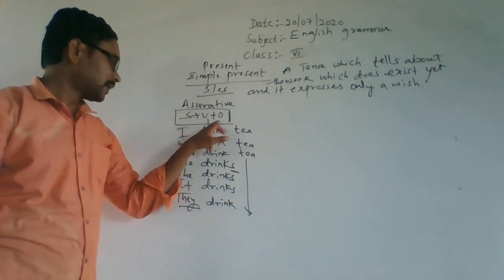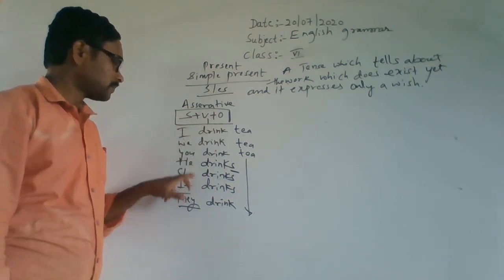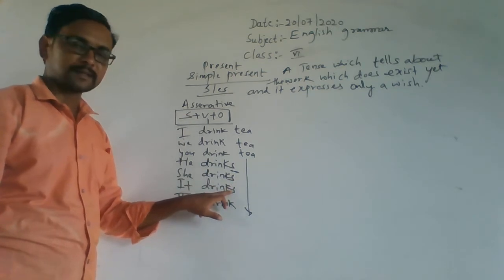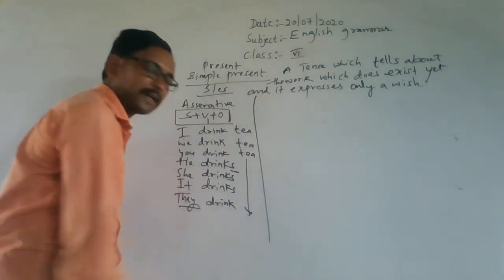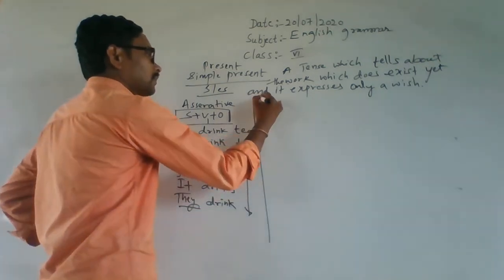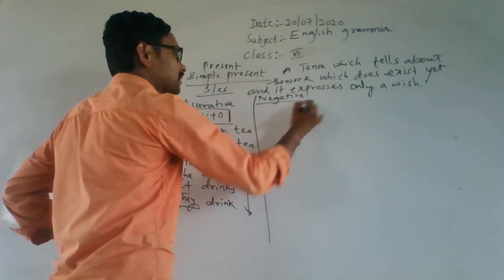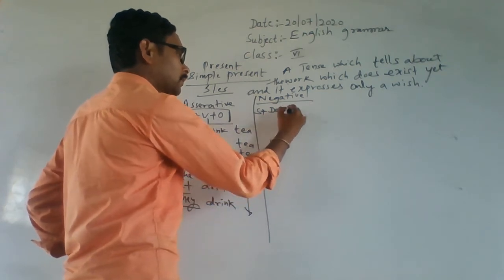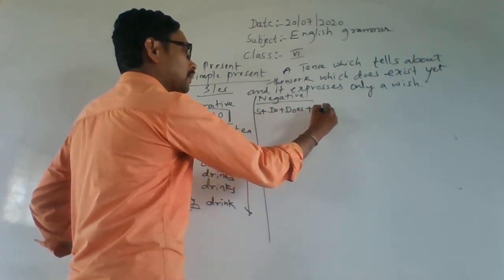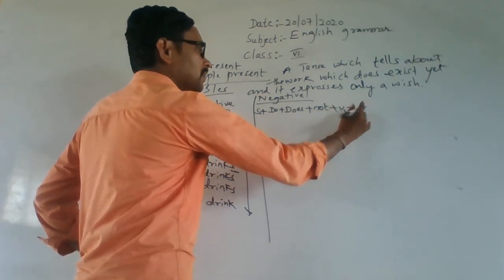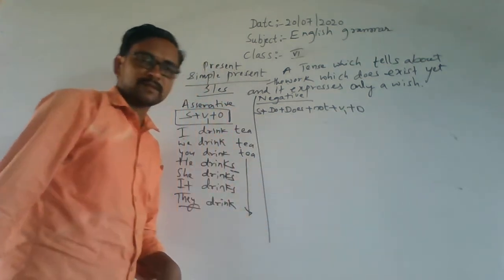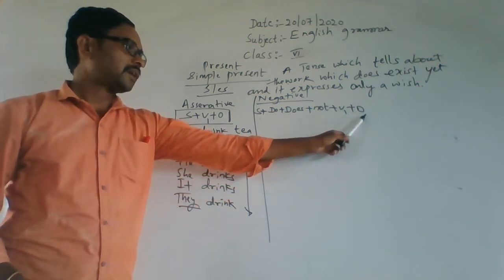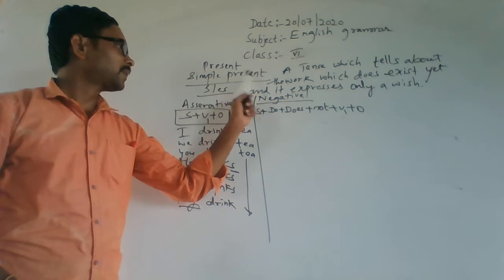Subject, verb, object. With singular subjects, the verbs end with -s or -es. It is assertive. Do you know how to make a negative? In a negative sentence, two helping verbs are there. Subject, then do or does, then not, then the verb, then object. Is it understood? Subject, do or does, then not, then the verb, then object. It is the negative formula in the simple present.